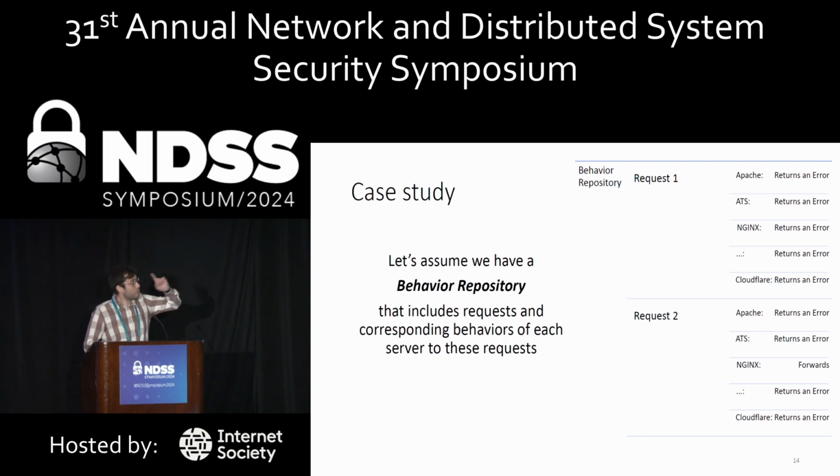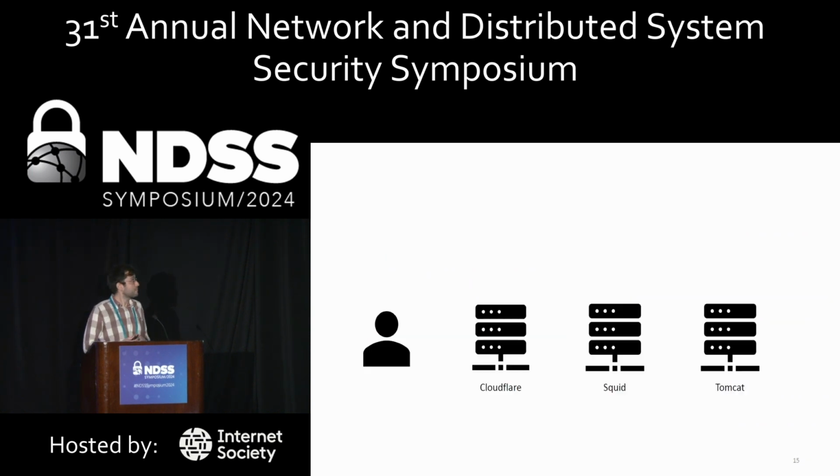If we look at the right-hand side, we can see that, for example, for request 1, Apache will return an error, ATS will return an error, and so on for all of them. So we have this global picture. Also, if Apache returns an error, we know the specific error response as well. We know what the error code will be. We will utilize this in our methodology. So let's start with our case study. Let's say we have these 3 layers over here.